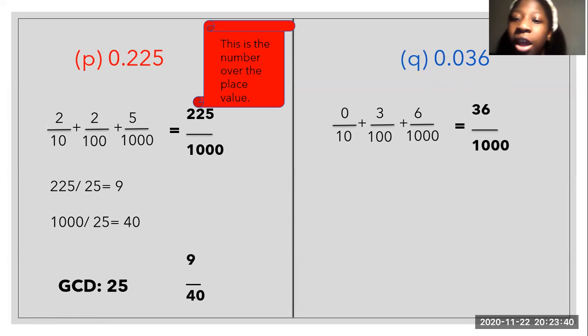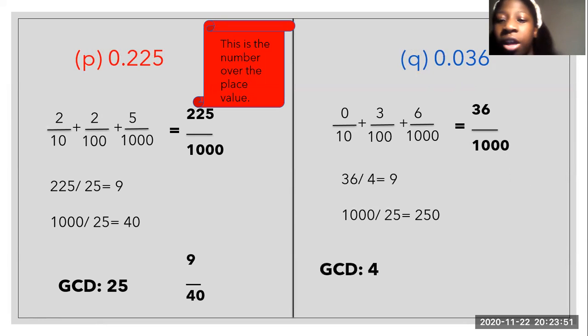And now we have to find the greatest number going into both of these. That number is 4, so it'll be 36 divided by 4 and 1000 divided by 4. This will give us 9 over 250. So our new number will be 9 over 250.